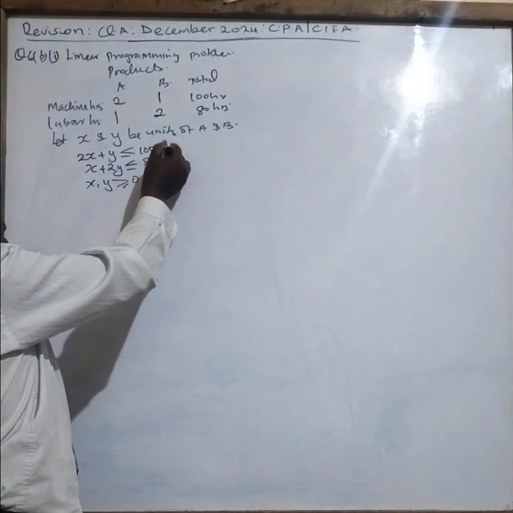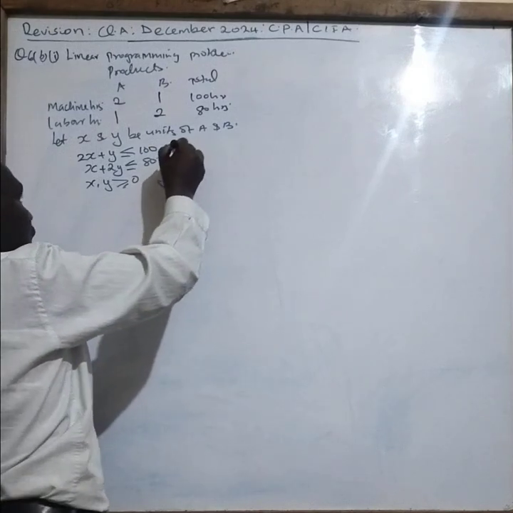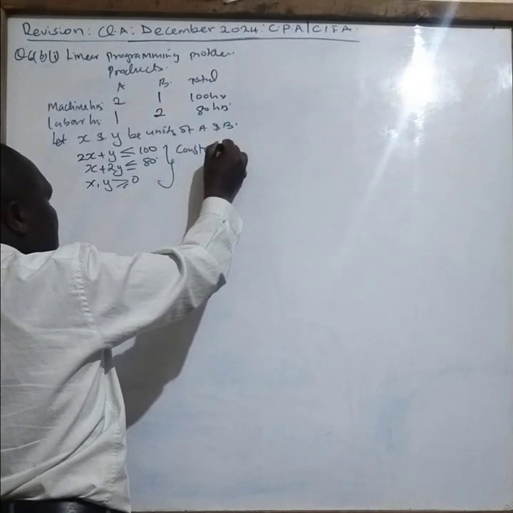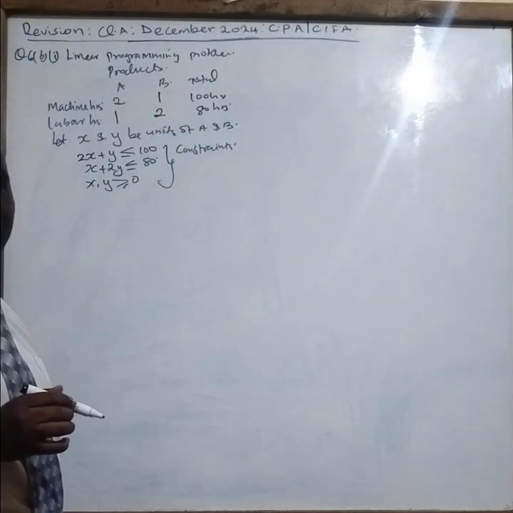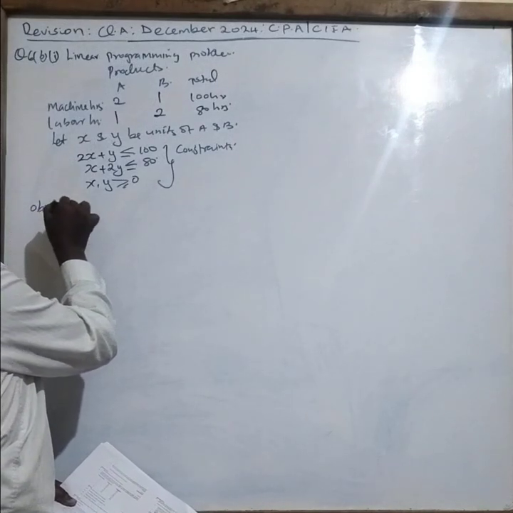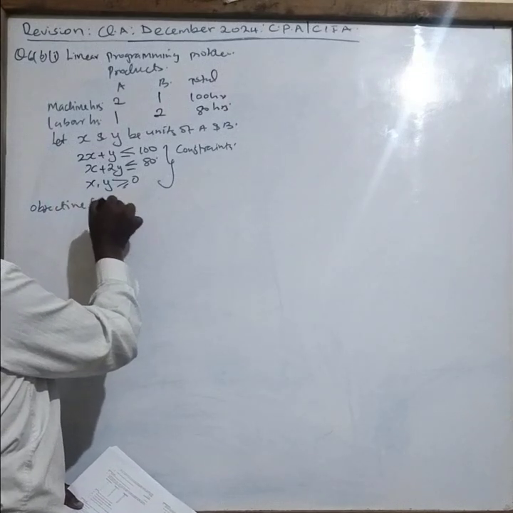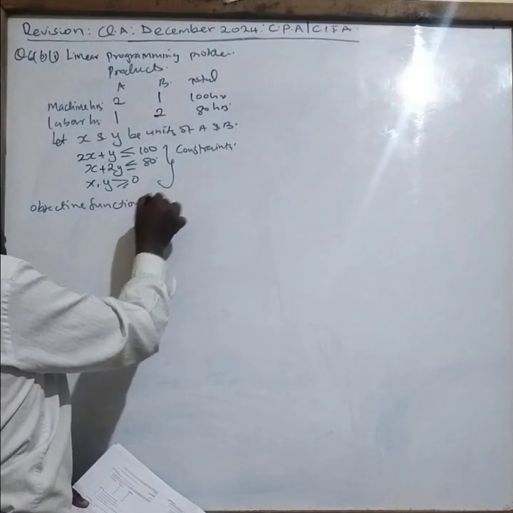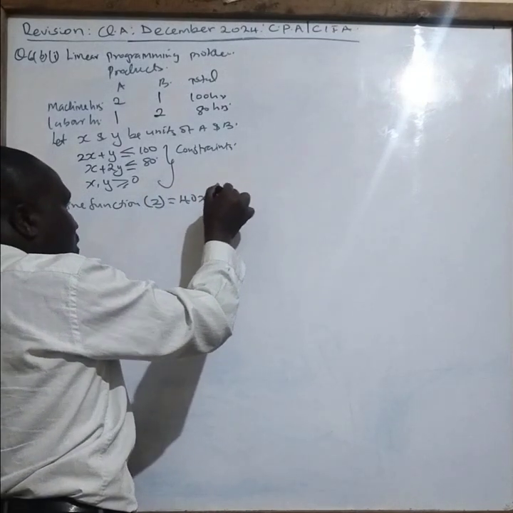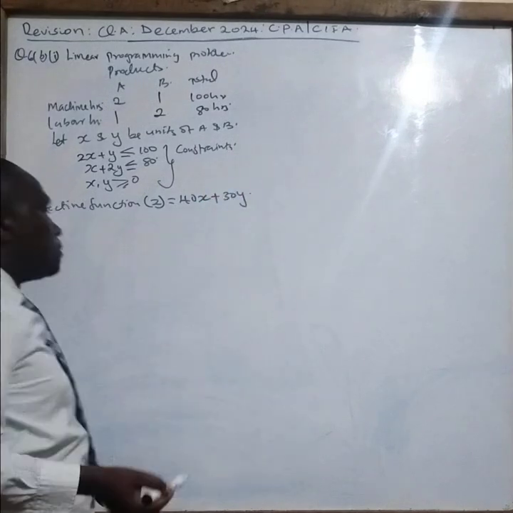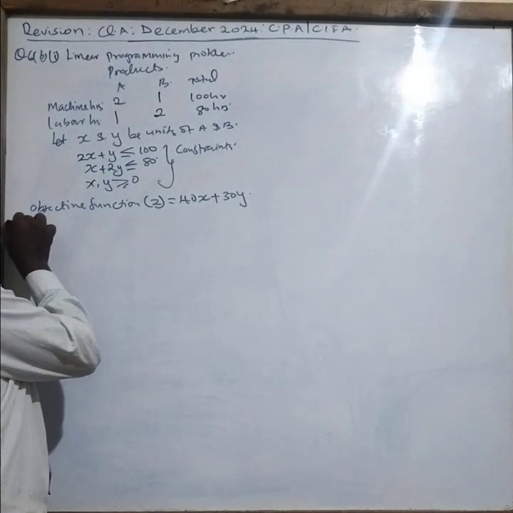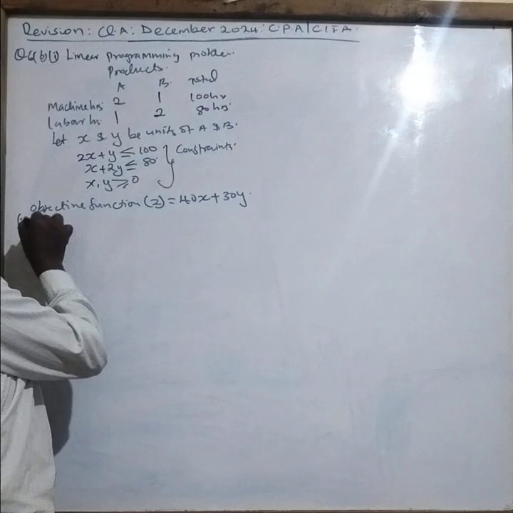So these three here are what we call the subject constraints. Then we have an objective function from the equation. We normally say Z = 40x + 30y, where 40 shillings per unit of X plus 30 shillings per unit of Y. So you would have now answered Roman 1 without any problem. Roman 2, using the Simplex method.